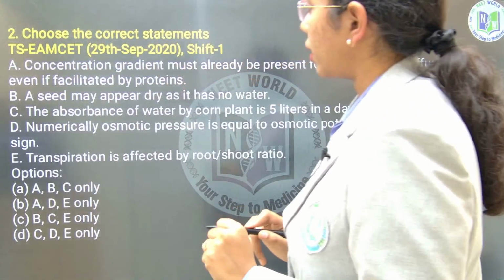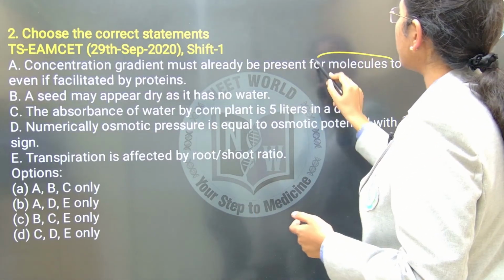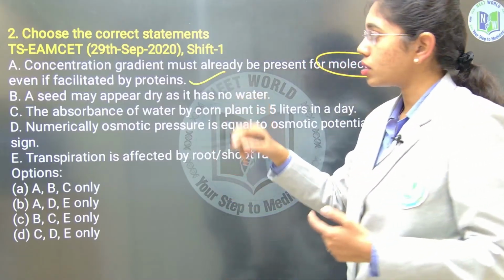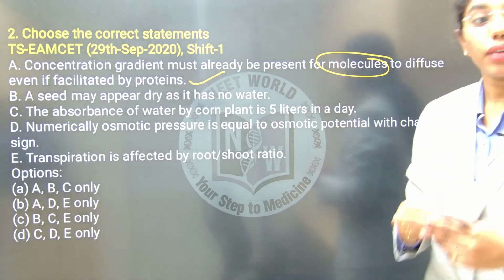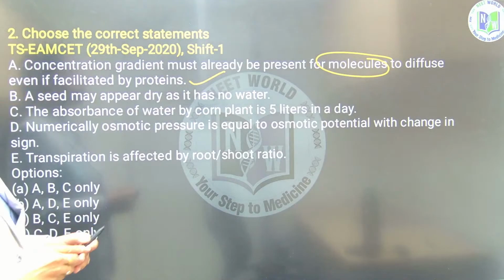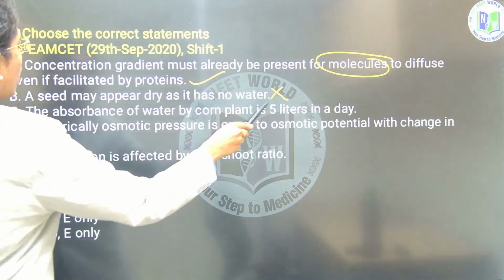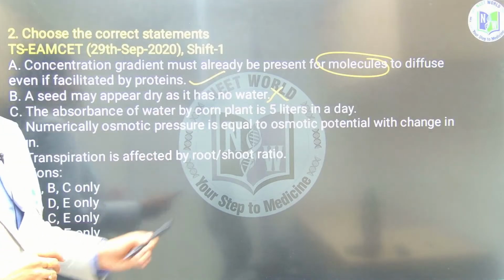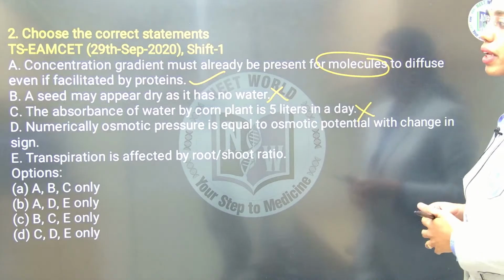First statement, concentration gradient must already be present for molecules to diffuse even if facilitated by proteins. Yes, if a concentration gradient is already present, then only passive transport is possible. Next, a seed may appear dry as it has no water. Limited amount of water is present, no water is wrong. Next, the absorbance of water by corn plant is 5 liters in a day. No, it is not 5 liters by a single plant, it will be approximately 3 to 4.